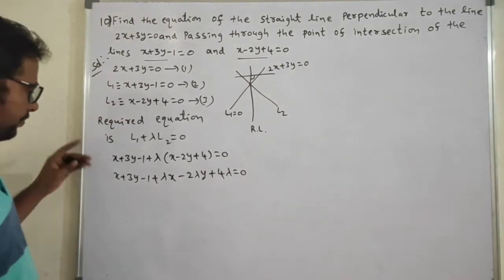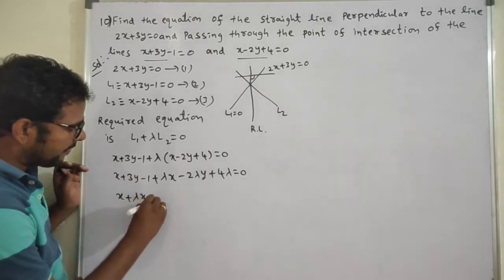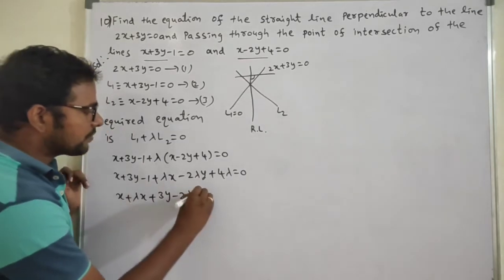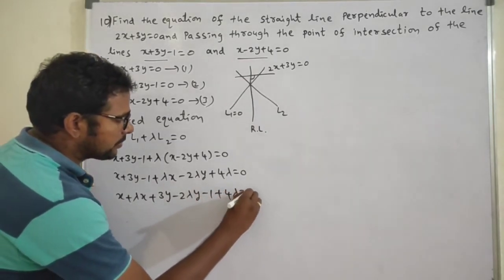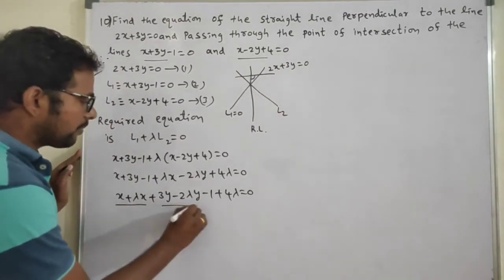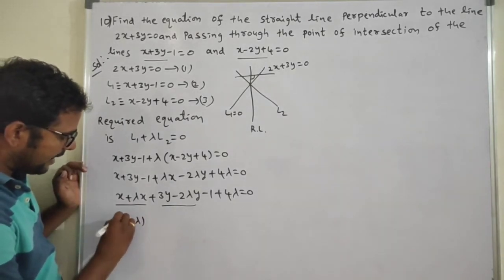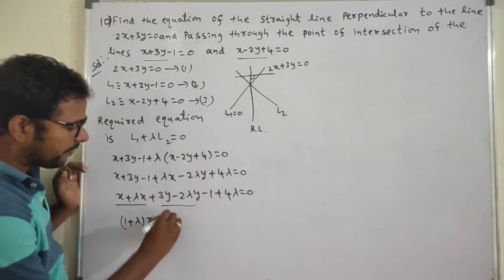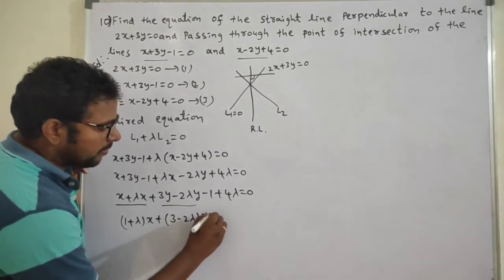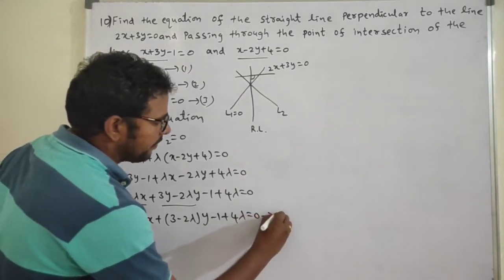Now first write the x terms together: x + lambda x + 3y - 2 lambda y - 1 + 4 lambda = 0. Now take x common from the first two terms and y common from the middle two terms. Taking x common, the remaining is (1 + lambda) x. Taking y common, the remaining is (3 - 2 lambda) y, plus (-1 + 4 lambda) = 0. Take it as equation number 4.